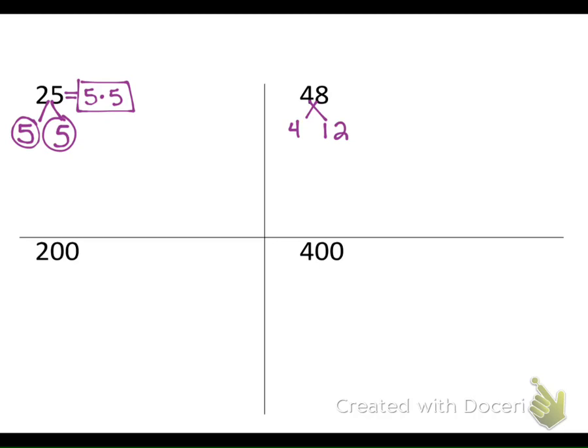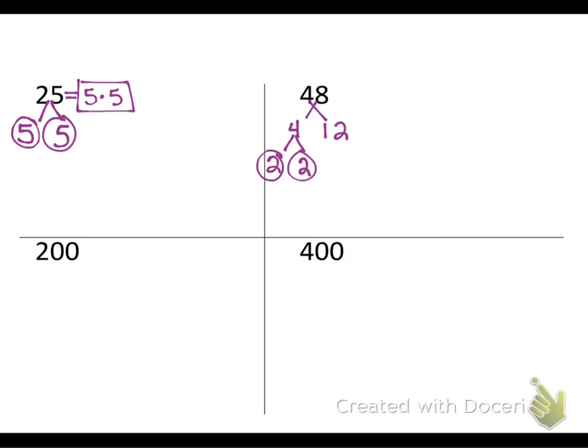Yes. Okay. Can I factor 4? Yes. Yeah, what times what equals 4? 2 and 2. And what kind of number is 2? Prime, so I'm going to circle it. Okay.